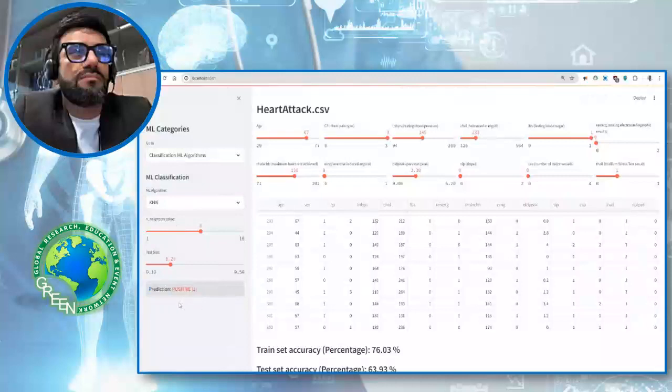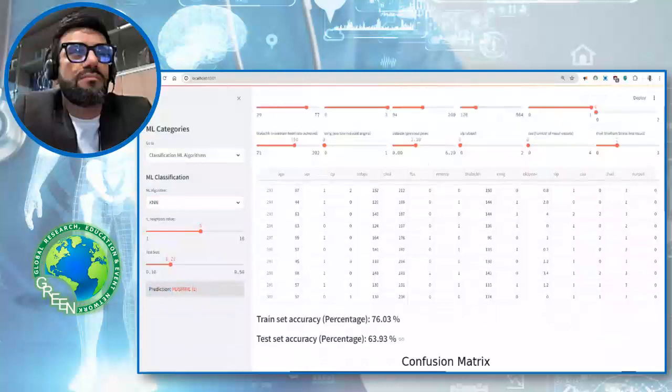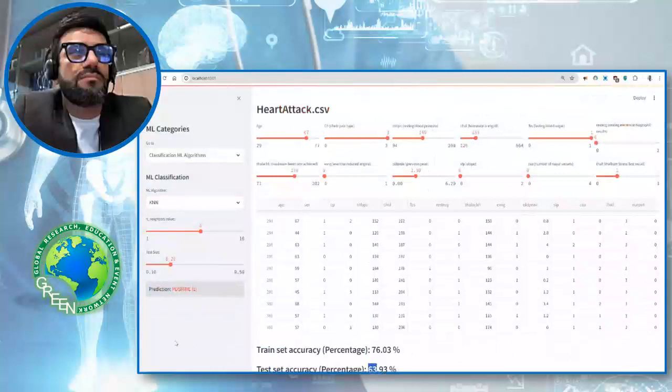As you can see, with the default values of all these attributes, the machine learning using this algorithm gives us the prediction output positive or 1. So if you use this machine learning with an accuracy around 63 for the testing part of your raw data, you can get a result of positive, heart attack has happened.